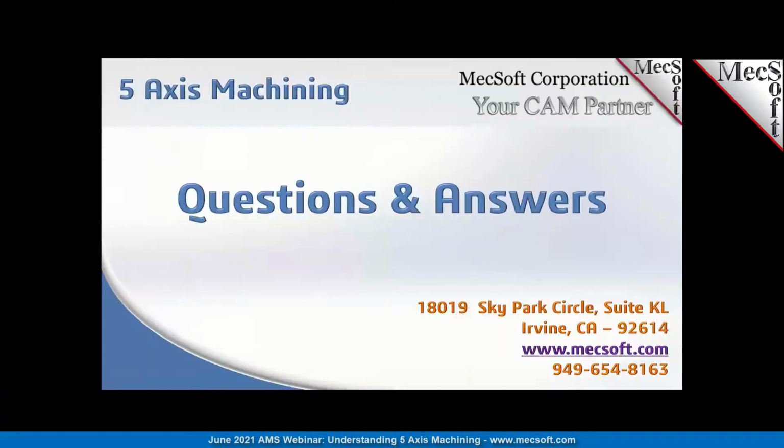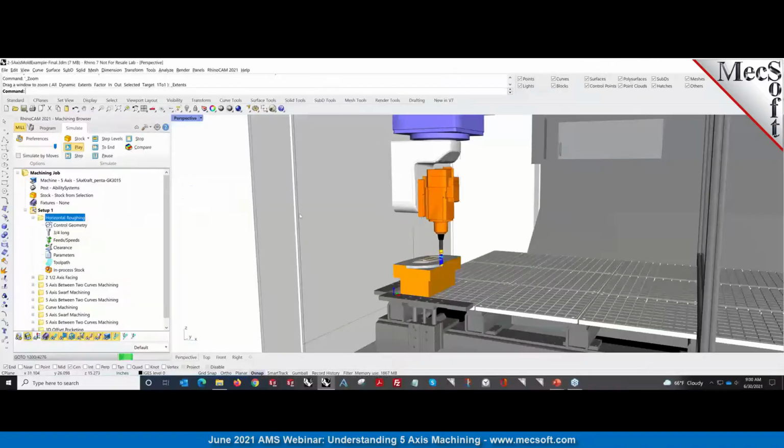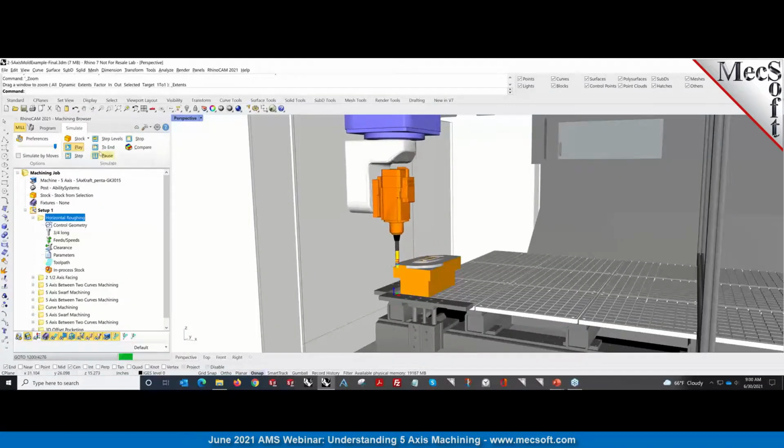Joe, we had a quick question. If we had a moment, just to explain the difference between indexed and continuous machining in 5-axis. We kind of glanced over the indexed part, but what the difference is basically. Okay. Let me go back to Rhino. Okay. Let me stop that.